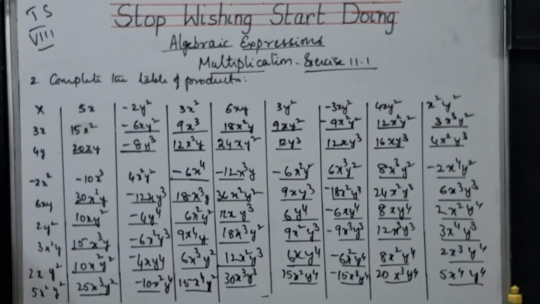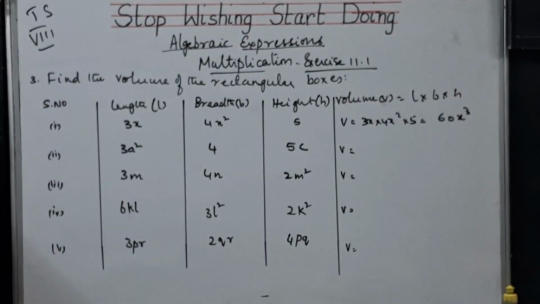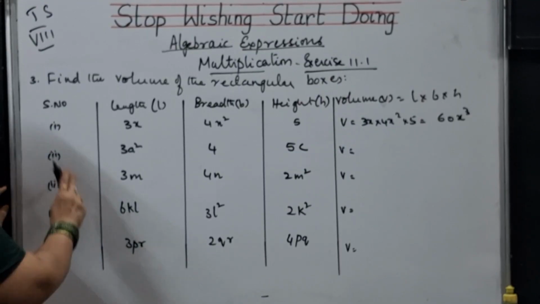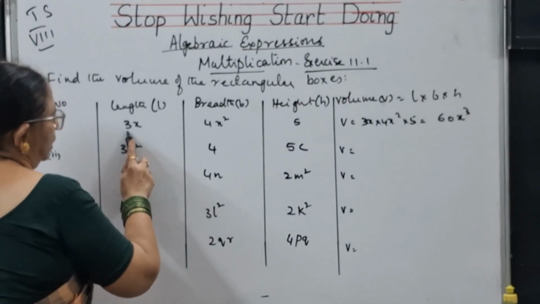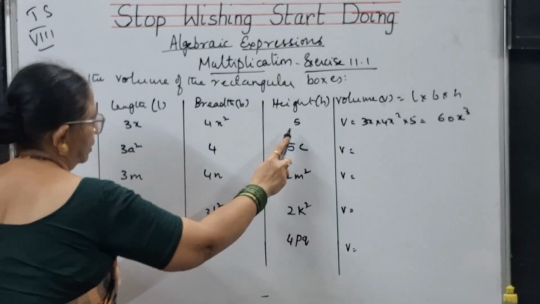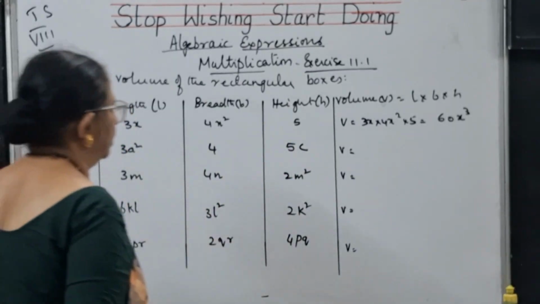Please note it down, children. This is second problem of exercise 11.1. This is third problem, children. They have given serial number and length, breadth and height of a rectangular box. You need to find out volume. We know that the volume formula is L into B into H. So first problem is done for you. 3x length, breadth 4x square, height 5.